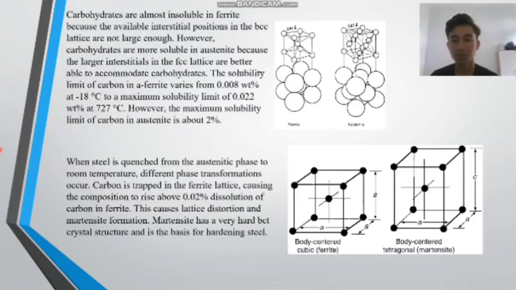When steel is quenched from the austenitic phase to room temperature, different phase transformations occur. Carbon is trapped in the ferrite lattice, causing the composition to rise above the 0.02% dissolution of carbon in ferrite. This causes lattice distortion and martensite formation. Martensite has a very hard BCT crystal structure and is the basis for hardening steel.